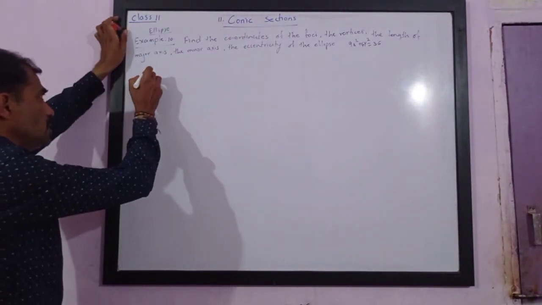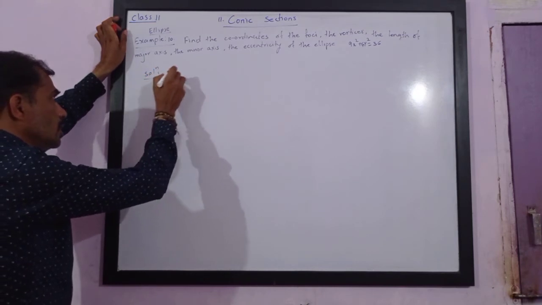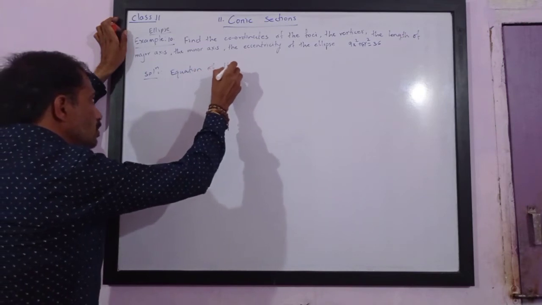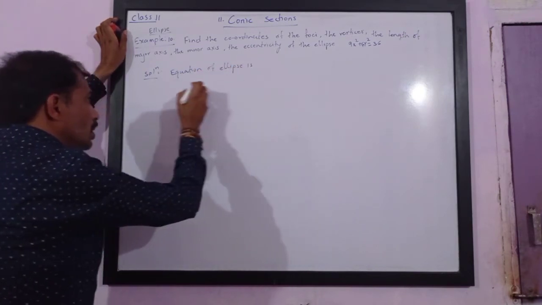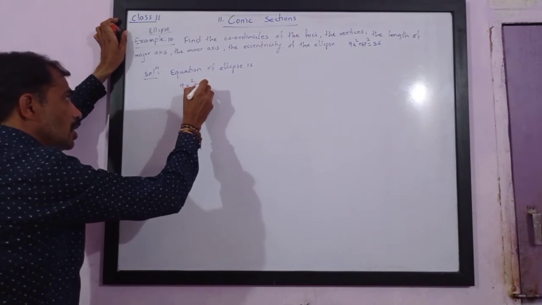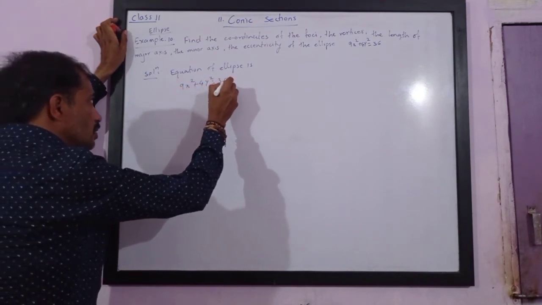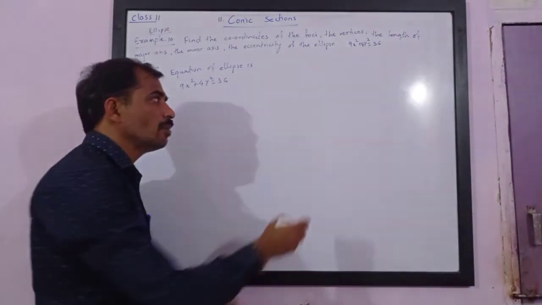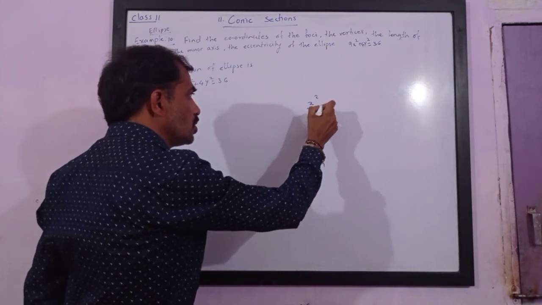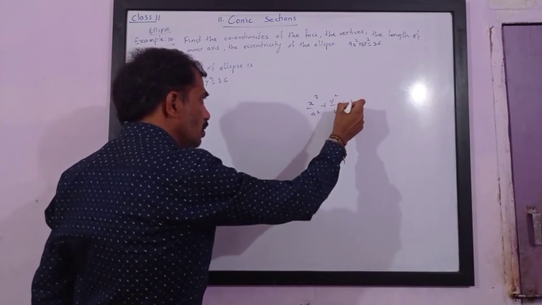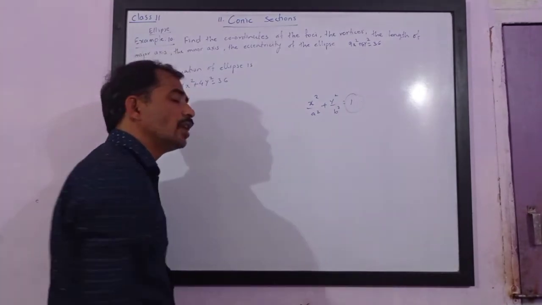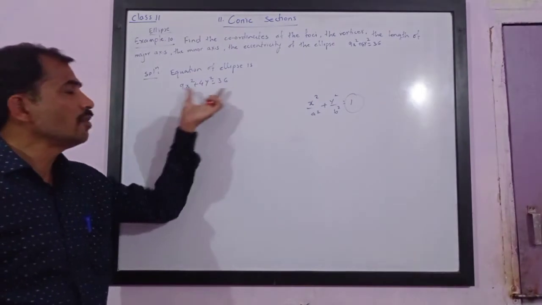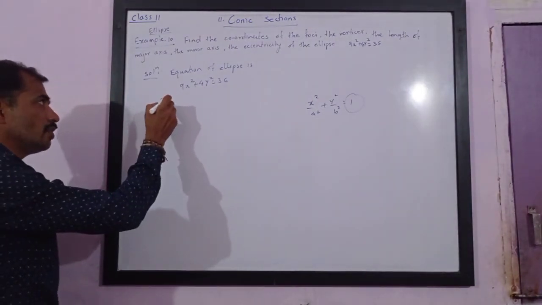So the equation of the ellipse is 9x square plus 4y square is equal to 36. Now please note, we know the standard equation of the ellipse is in the form x square upon a square plus y square upon b square is equal to 1. So please note, the right hand side must be 1. So in order to arrange this equation in this form, we divide the equation by 36.